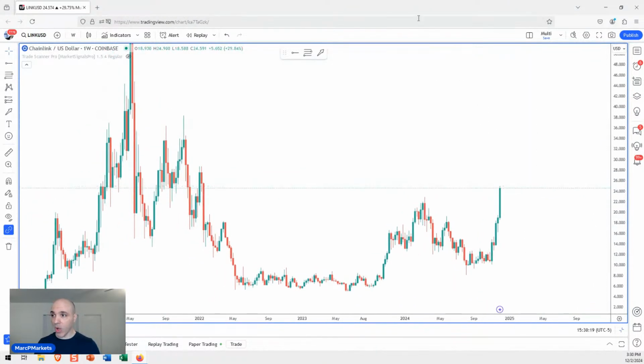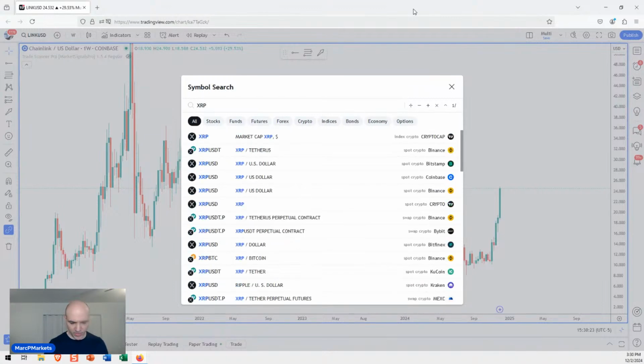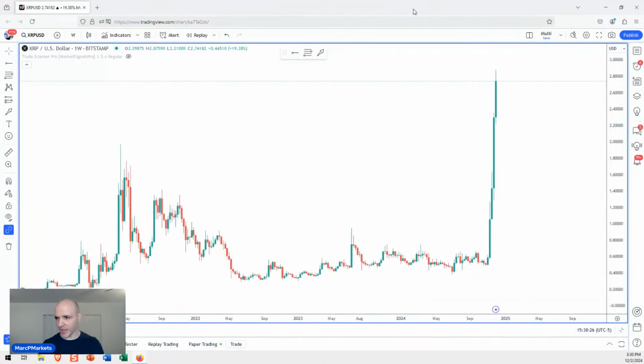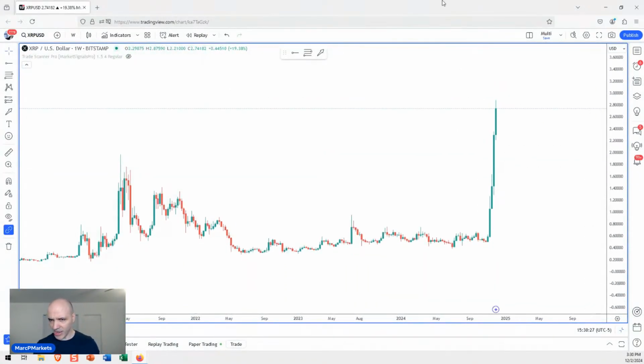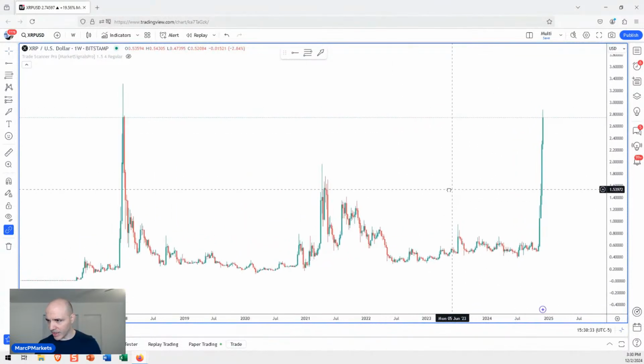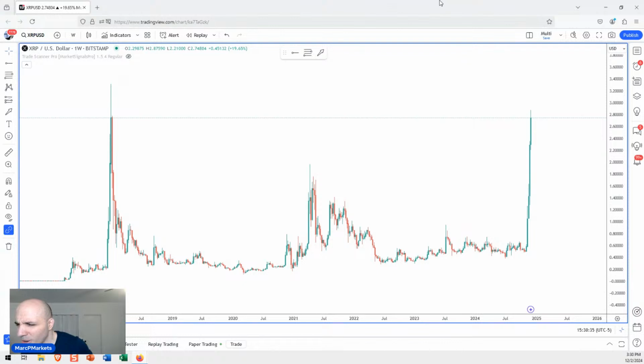My point is, any altcoin you pull up, another big one, XRP. I was looking at this one. A lot of XRP people. Look at this. This is ridiculous. Let's go. This is the weekly chart on XRP. So we go back here. What is this thing right now?